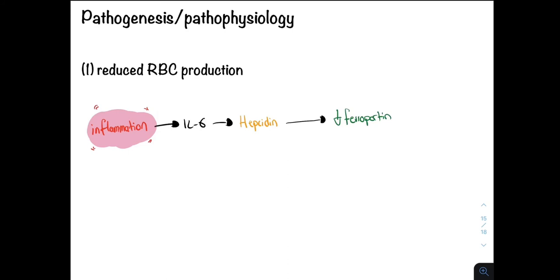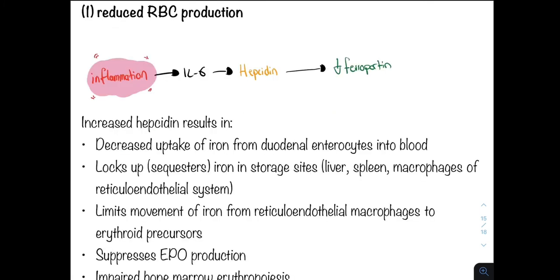One of these pro-inflammatory cytokines is IL-6, which induces the production of hepcidin. Remember, hepcidin is an iron regulatory peptide produced by the liver, which downregulates ferroportin, so it decreases the movement of iron from the enterocytes into the blood, and also importantly from storage sites, including the liver and the macrophages of the reticuloendothelial system, into the blood. So we have reduced red cell production due to the increase in hepcidin. So as we've mentioned here, increased hepcidin results in a decreased uptake of iron from the duodenal enterocytes into the blood, so less iron is being absorbed.